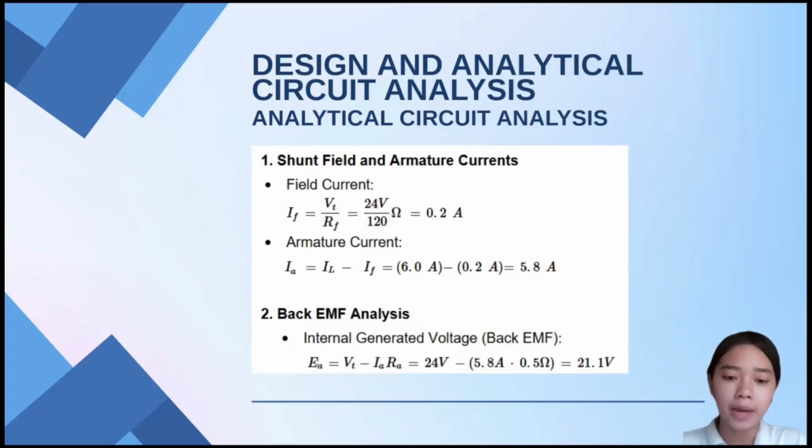In terms of the back EMF analysis, we use Kirchhoff's voltage law. The original formula is VT equals EA plus IA times RA, but because here we are looking for the back EMF, we simply switch out the variables where we find EA, and it would equal 21.1 volts.